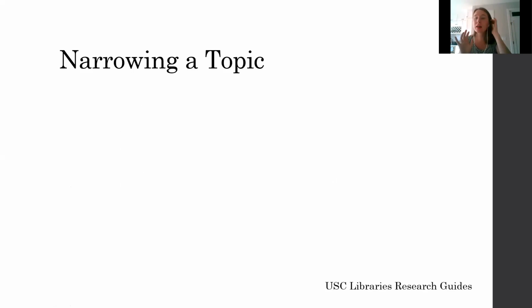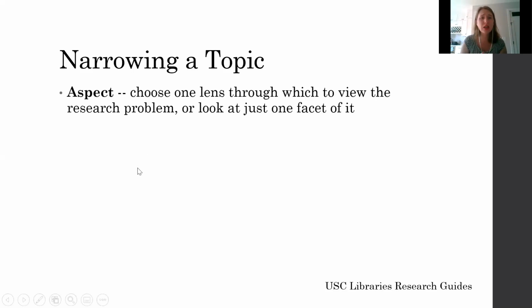But basically, it all comes down to how you can break your topic into smaller pieces. Everything that I'm talking about here is going to be different ways to think about those pieces or different ways to identify pieces. But it all comes down to the same idea of breaking it into pieces. So narrowing a topic, you can think about it in terms of aspect.